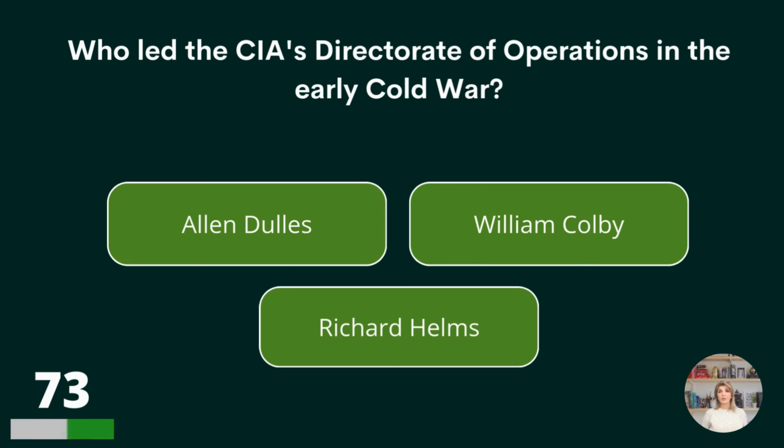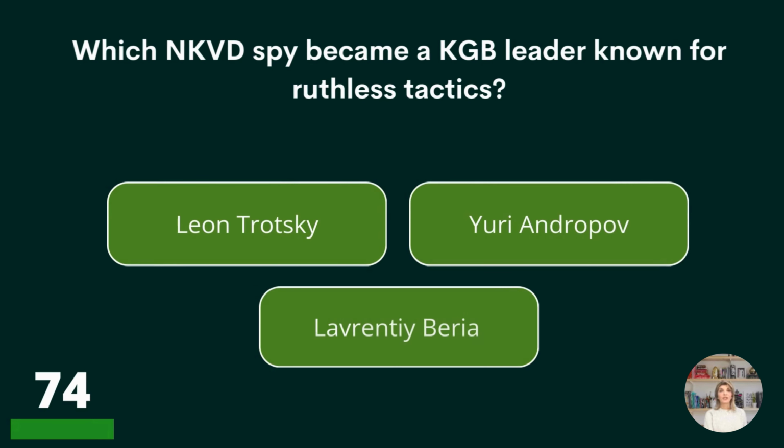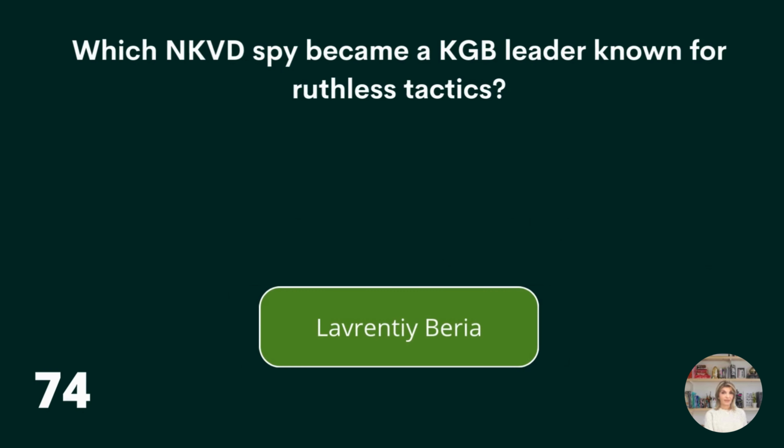Who led the CIA's Directorate of Operations in the early Cold War? Allen Dulles, William Colby, or Richard Helms? Allen Dulles. Which NKVD spy became a KGB leader known for ruthless tactics? Leon Trotsky, Yuri Andropov, or Lavrenti Beria? Lavrenti Beria.